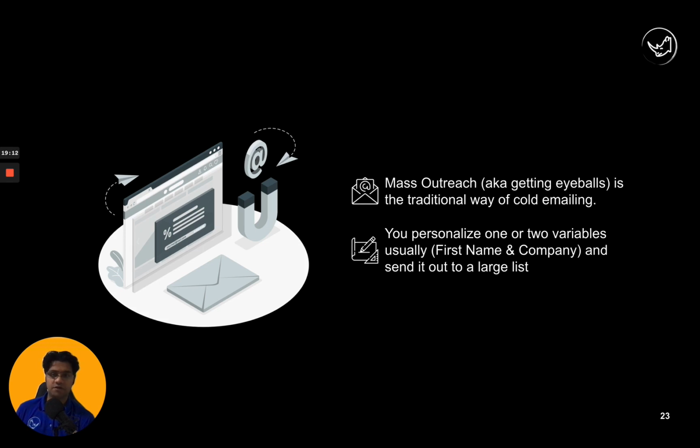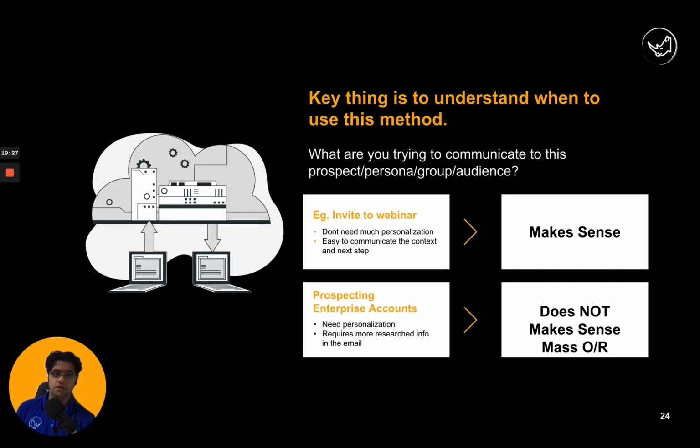The other side of it is to do mass outreach, which is called getting eyeballs. And this is the more traditional way of cold emailing. You build a list and you throw in a couple of variables such as first name and company name, and you send it out, right? So this is on the other side.